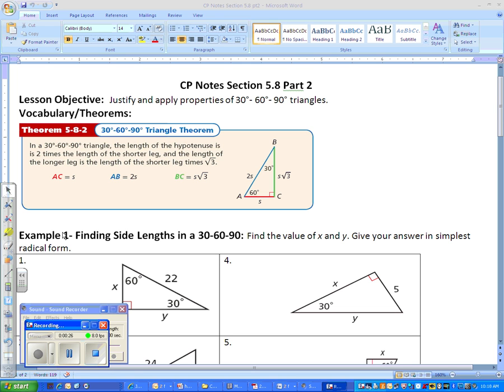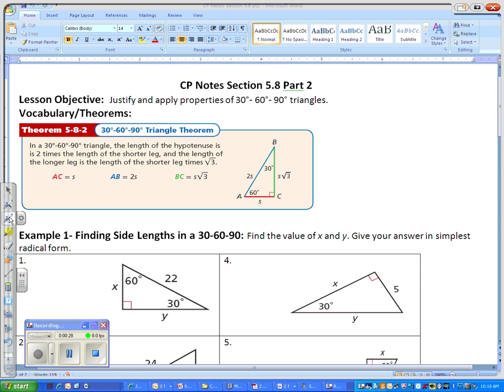So again, just like with the 45, 45, 90 triangles, you can always use Pythagorean's theorem. So if at the end of the lesson you really don't understand what's going on, please just use a squared plus b squared equals c squared. Just use Pythagorean's theorem, it's fine.